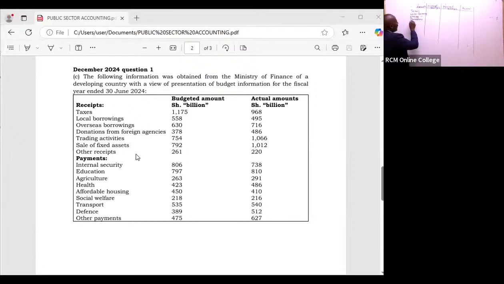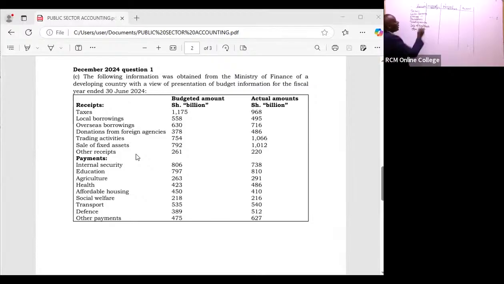We have trading activities. And then we have sale of fixed assets. Then we have other receipts.